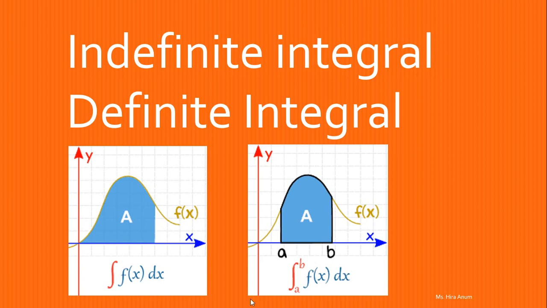If you have no boundary, it goes to infinite points. When we do not know the starting points and ending points, then it is called indefinite integral. If we have an interval like AB, with a starting point and ending point, then it is called definite integral.